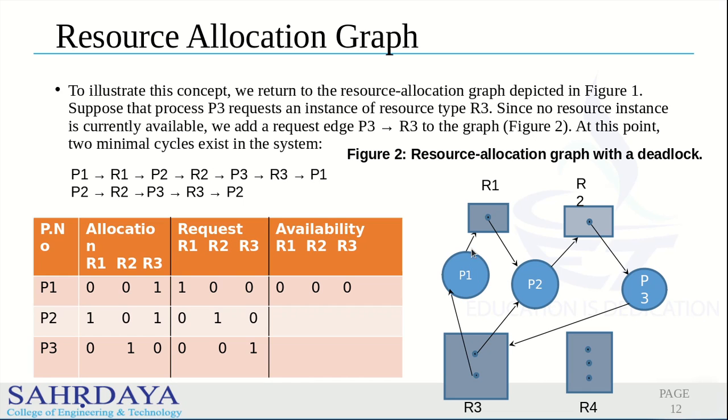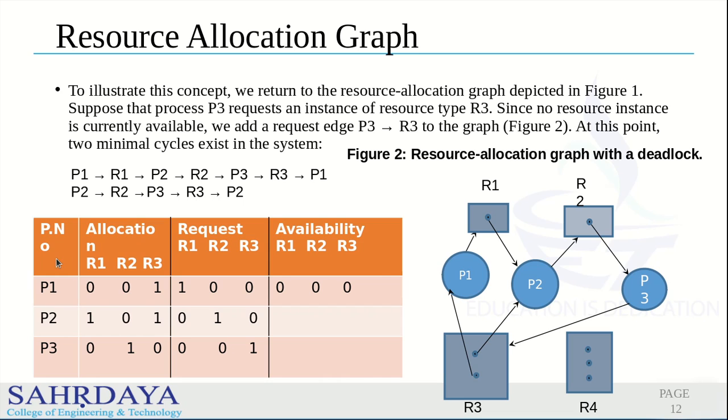First is P1 to R1, then R1 to P2, then P2 to R2, then R2 to P3, then P3 to R3, then R3 to P1. Second is P2 to R2, then R2 to P3, then P3 to R3, then R3 to P2.